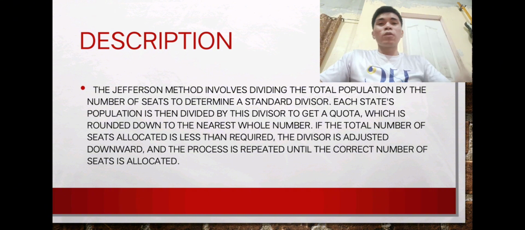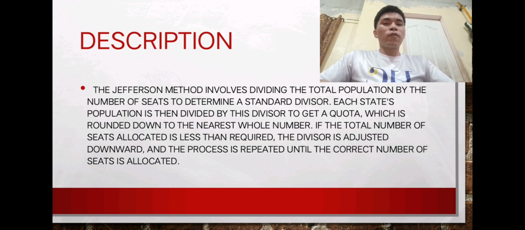So, first, what is the Jefferson Method? The Jefferson Method is a voting system designed to allocate seats in the representative body, most commonly used in the context of apportionment election.